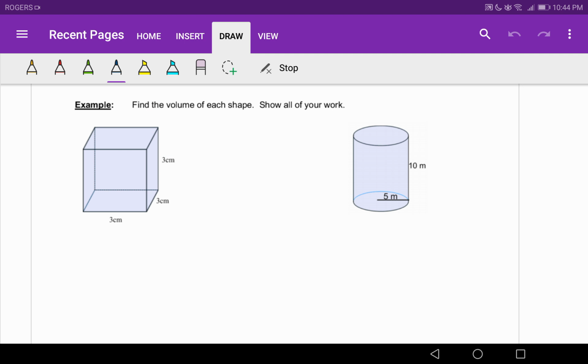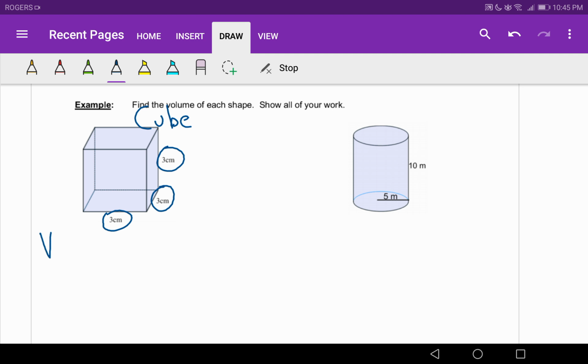So let's start by finding the volume of this. This is clearly a prism. Now, what kind of prism is this? Look at your dimensions. 3, 3, and 3. What kind of shape do you believe this is? It is a prism, but specifically, it's a cube.